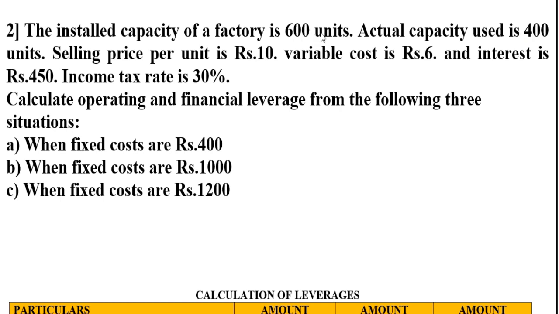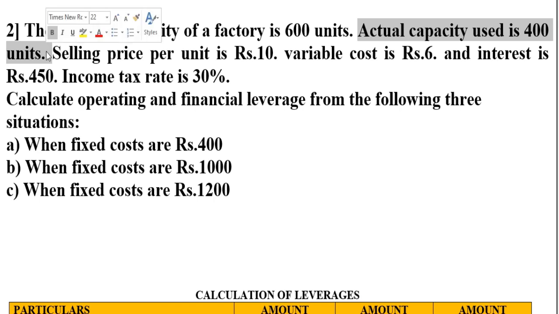Dear students, the maximum capacity in the factory is 600 units, but out of 600 units, they are used to produce only 400 units. So there are two units here. One is 600 units, that is installed capacity, and the actual capacity is 400 units. And you should consider only 400 units. That is actual capacity. Actual capacity units must be considered for calculation of sales.